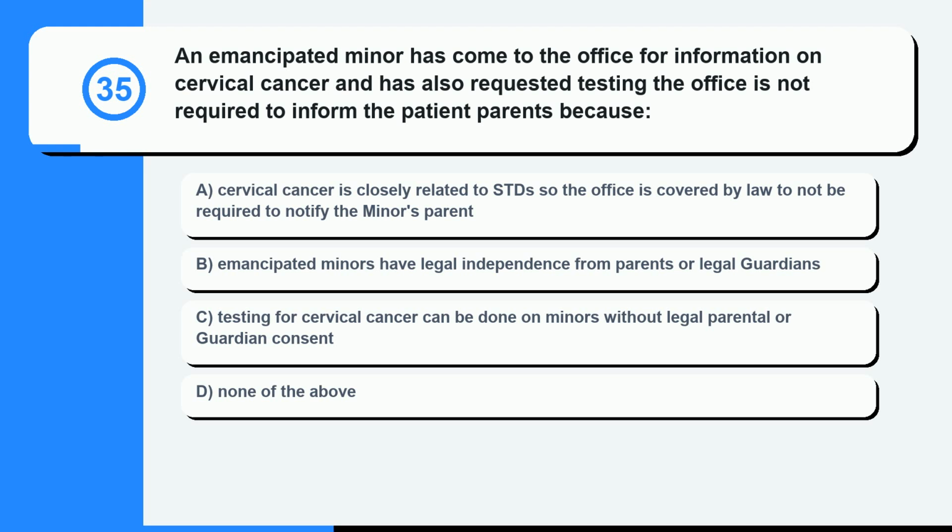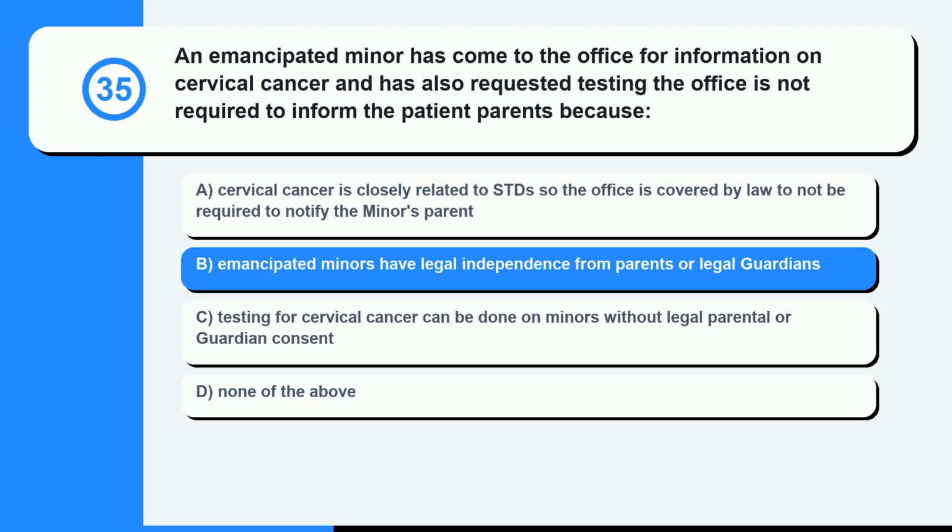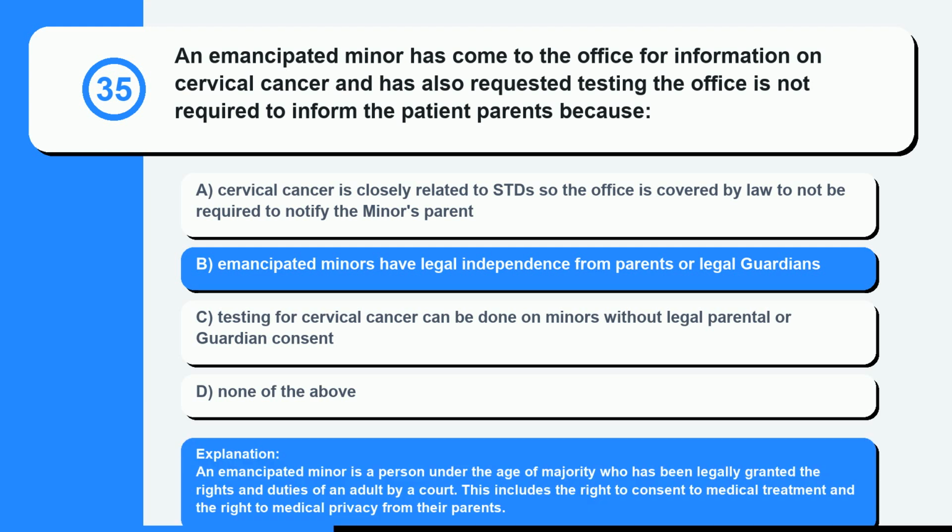Informed consent requires that the patient understands the nature of the treatment, the expected benefits, the risks involved, and any alternative treatments. By providing this detailed explanation, the physician is ensuring the patient can make an educated decision about their care.